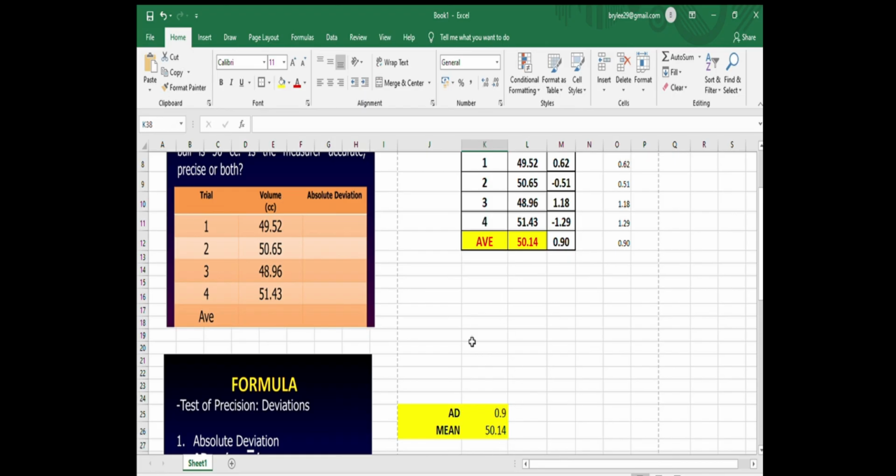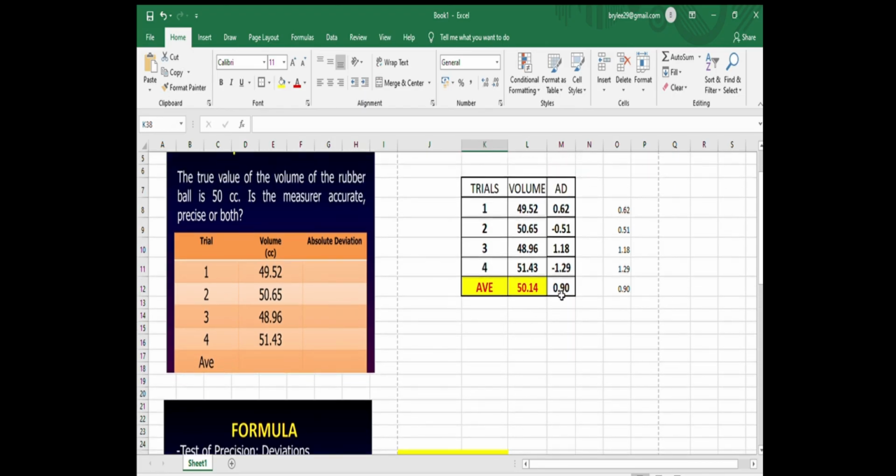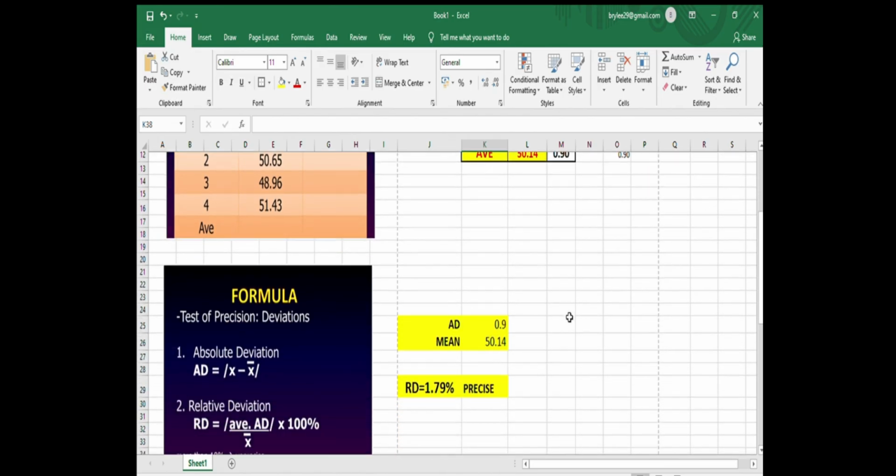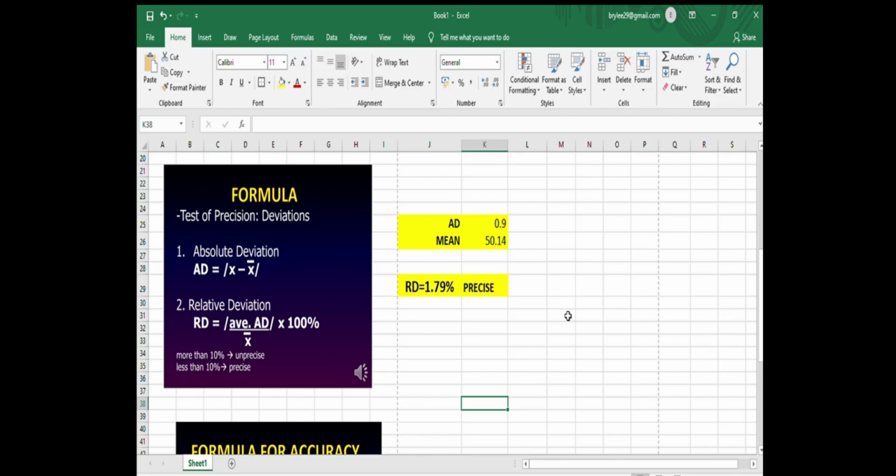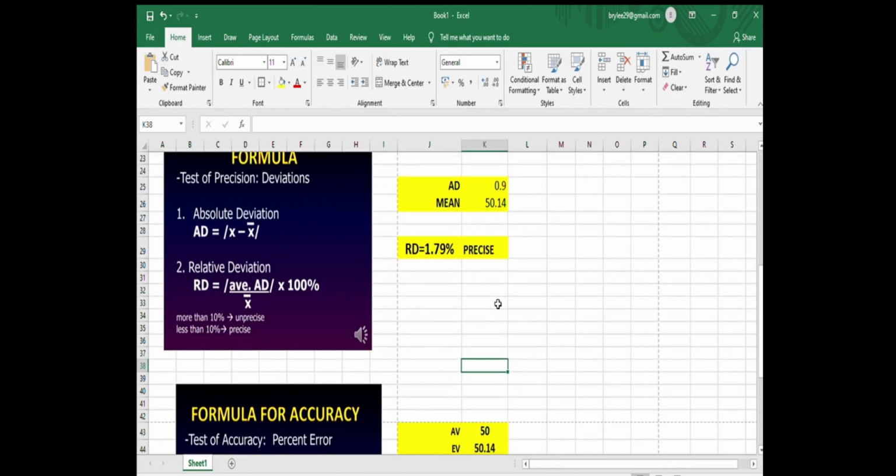Since we computed already the average volume together with the average absolute deviation, we can now solve for the precision of the values that we have. For the precision, we're going to use the average absolute deviation together with the mean value. Using the relative deviation formula, which is average absolute deviation divided by the mean value times 100, so 0.90 divided by 50.14 times 100, you will get 1.79%, which is precise.